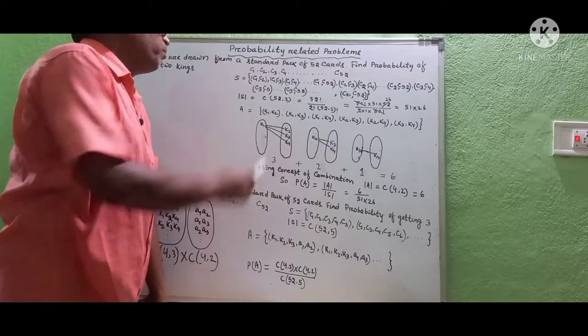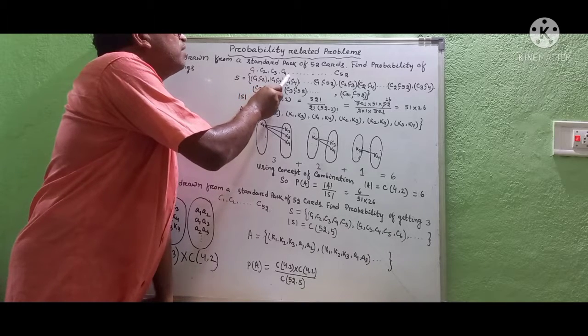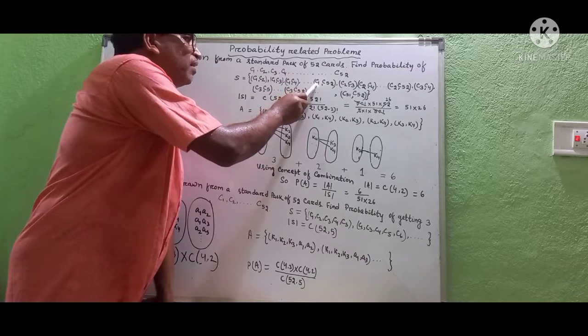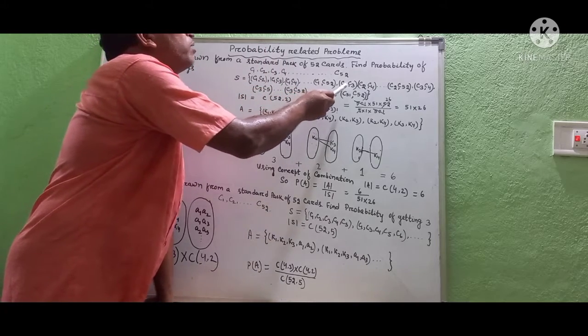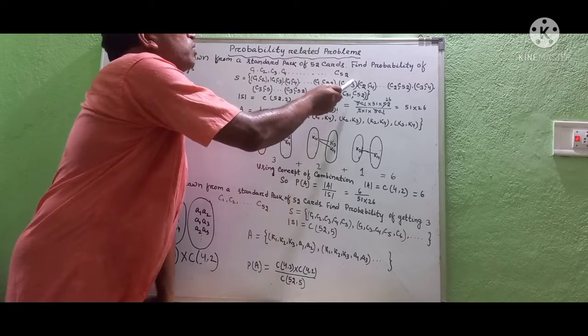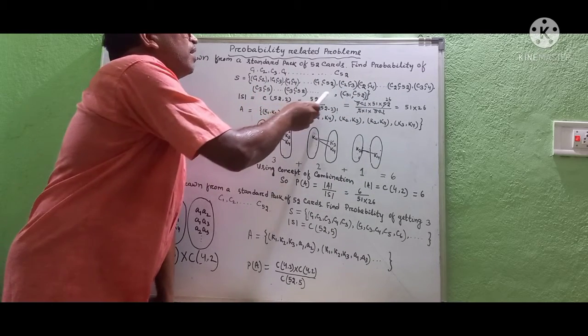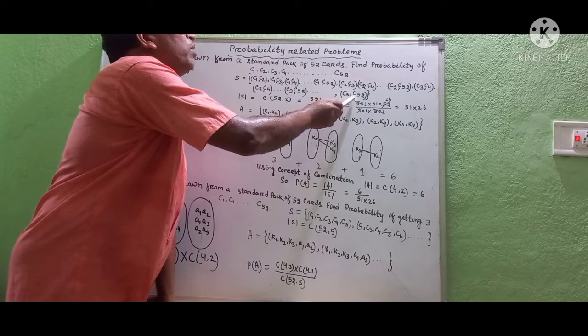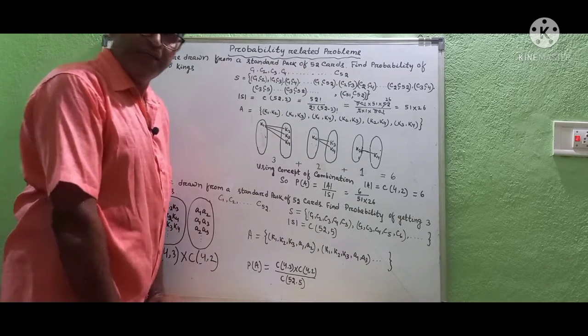C52. Right? Sample space will be like this: C1 C2, C1 C3, C1 C4, like this, C1 C52. Then starting from C2: C2 C3, C2 C4, like this. At last you will get C51 C52.